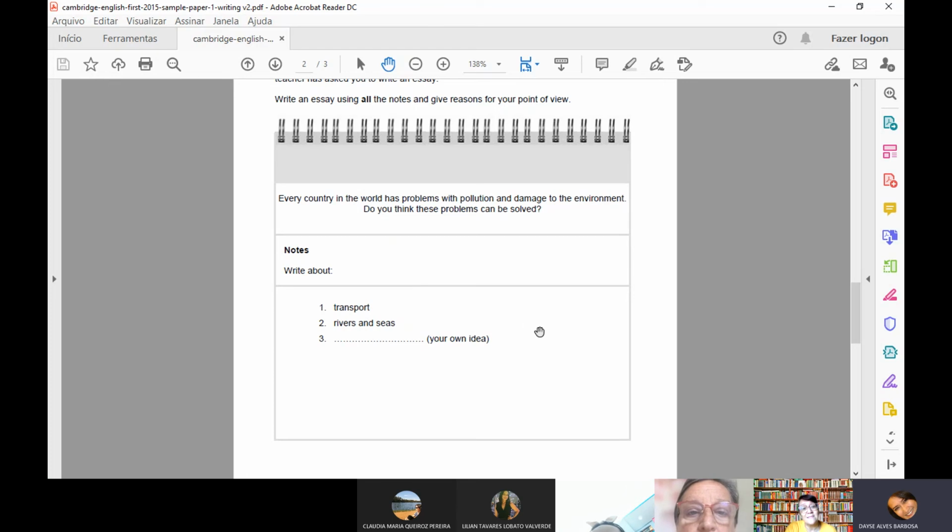You can't add more than they ask. You see here that they give you the opportunity of introducing or giving your own idea. Many times they do that for writing essays, but they want you to mention transport, they want you to mention rivers and seas, and if you don't mention one of them, you're going to be penalized, and hardly penalized.